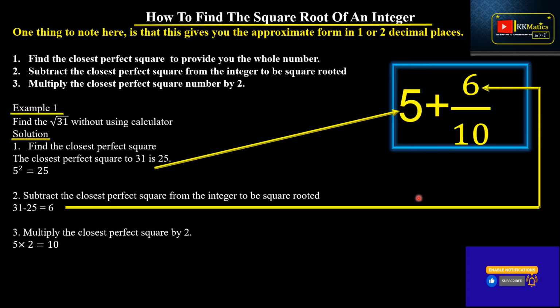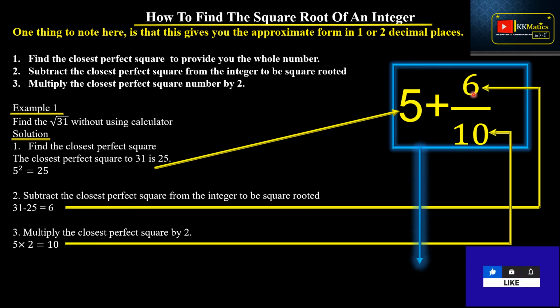The second step, the one that we subtracted, which is 6, becomes our numerator, and the third step becomes the denominator, which is 10. So, considering all of this, our answer is 5.6. As we said earlier, this method grants us the approximate form of the square root of the integer in one or two decimal places, and in this particular example our answer is in one decimal place. That's good.